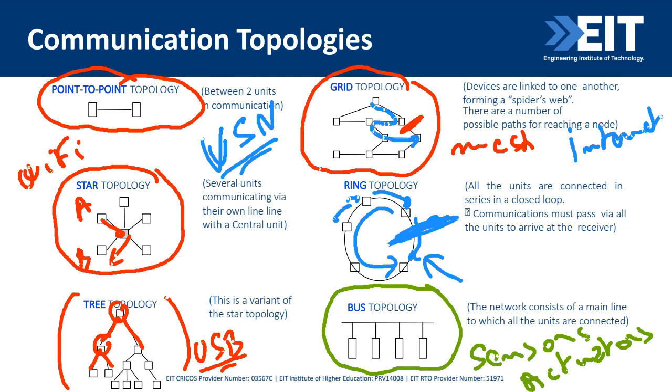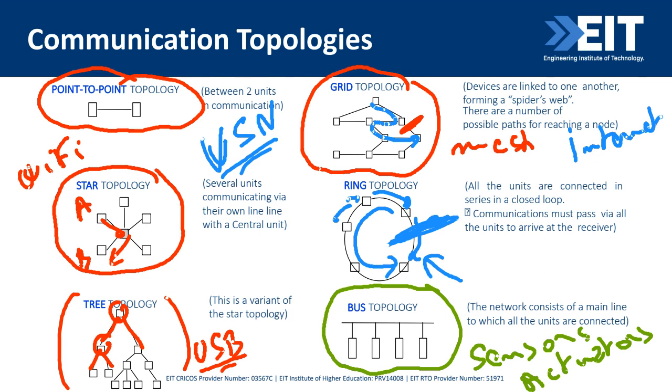Okay? So as you can see, these topologies, every one of them has its place in industrial data communications. So if you are concentrating on the field where we have the sensors, the actuators, the controllers, it's most probably a bus topology. If we are concentrating on the infrastructure, it's probably ring topology. If it's wireless sensor networks, probably grid topology.